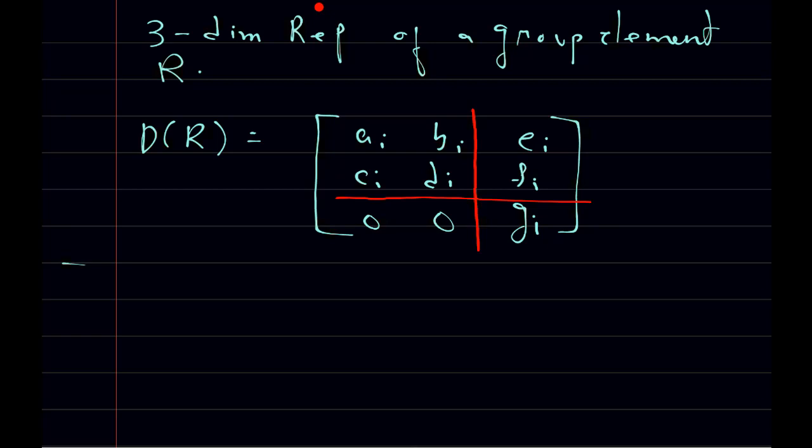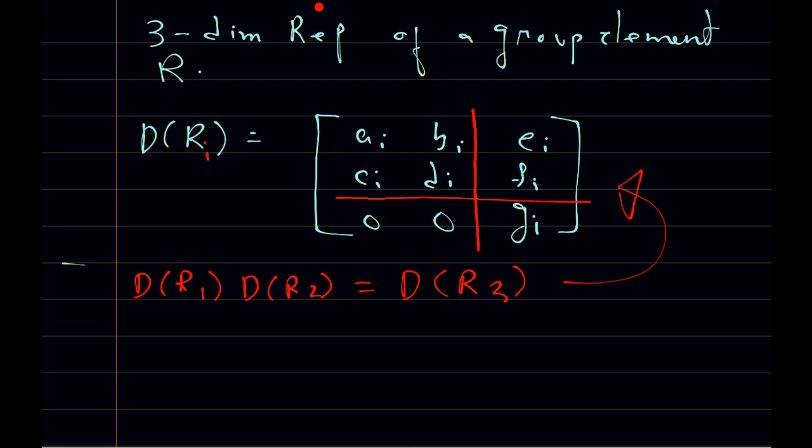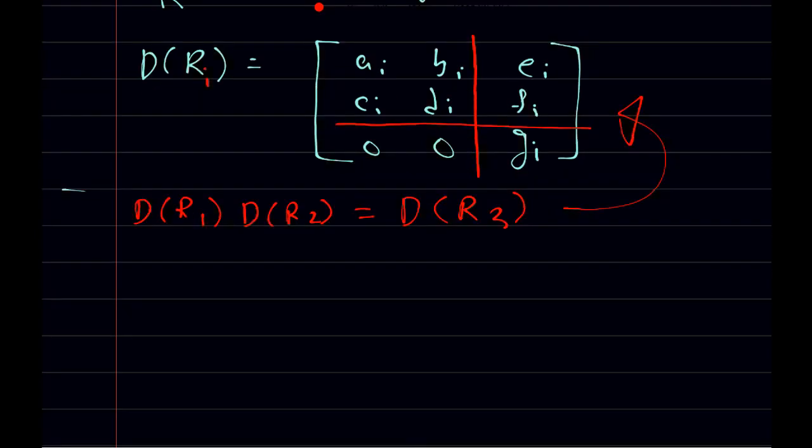Okay, so let me write it as Ri. So this is the Rith element. Now what happens if I multiply dr1, where R1 is an element of the group, and dr2, where R2 is also an element of the group, I should get dr3, and dr3 should be of this form. Now if dr3 is of this form, then I can happily say that everything is good because the representations also follow the group algebra.